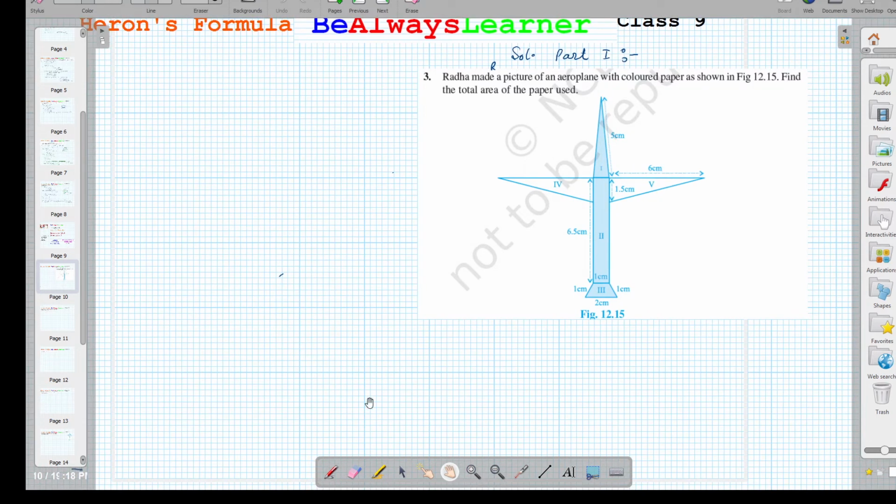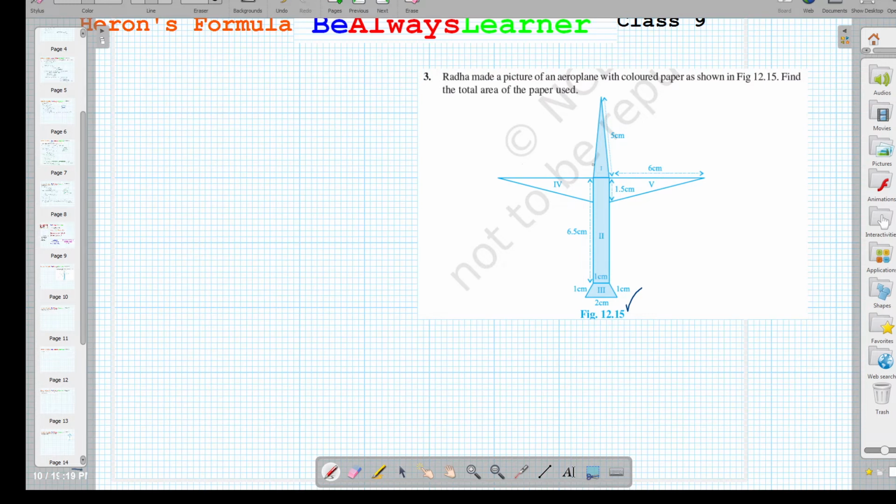So question number 3 is given that Radha made a picture of an aeroplane with color paper as shown in figure 12.15 and find the area of the paper used. We have to find out the area of the paper used. So first we have to find out section wise.